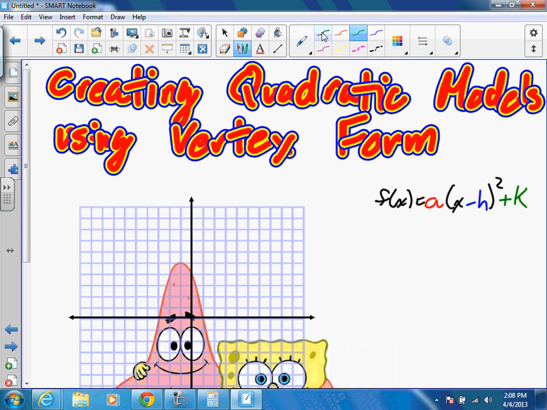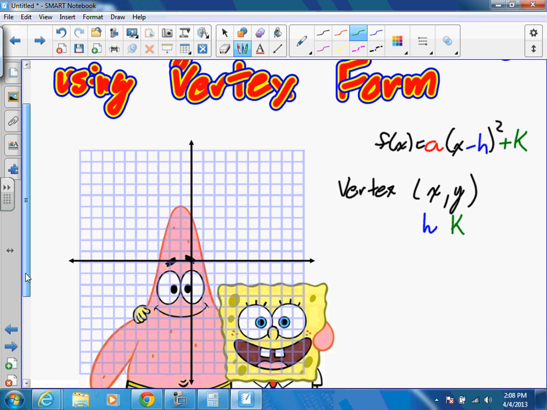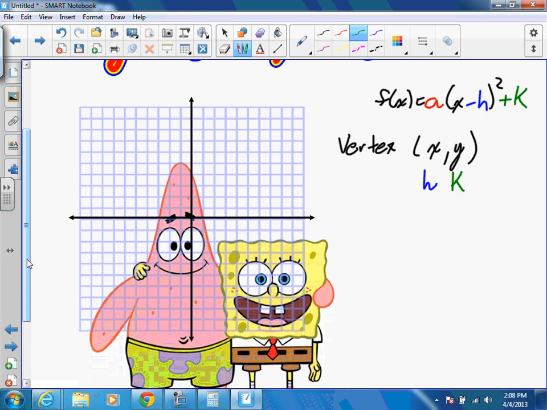Now, the Vertex Form is called that because the vertex of a parabola, the x and the y coordinate, are related to the h and the k. So, that means in order to solve this function, we need to be able to find the vertex of something.